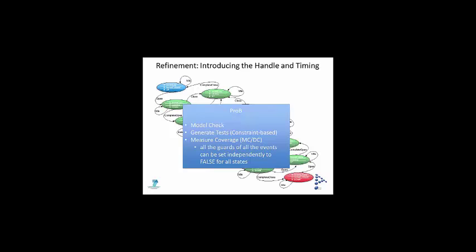And we measure MCDC. We're measuring the coverage of the system when we run the tests, when we do the model checking, that all the guards of the events, so you've seen the events, all the guards can be independently set to false for all the states. So we have the notion that the actual model that we're using to develop the set of tests actually achieves coverage of the model. And then what we can do, of course, is when we run those tests against the RTL implementation, we can do the structural coverage analysis.